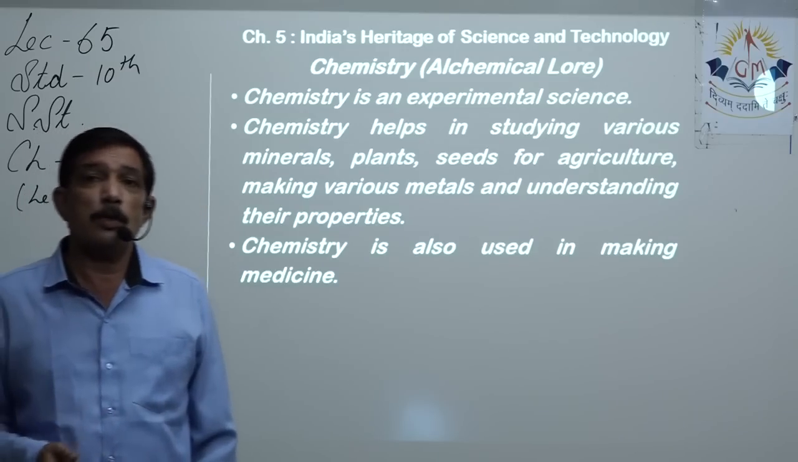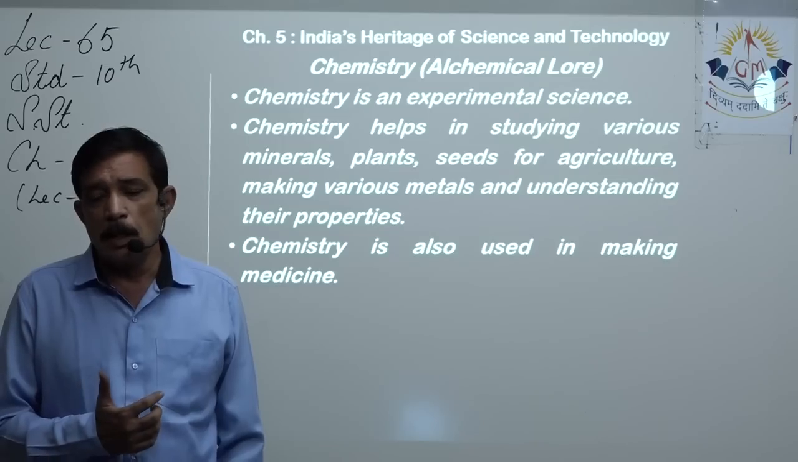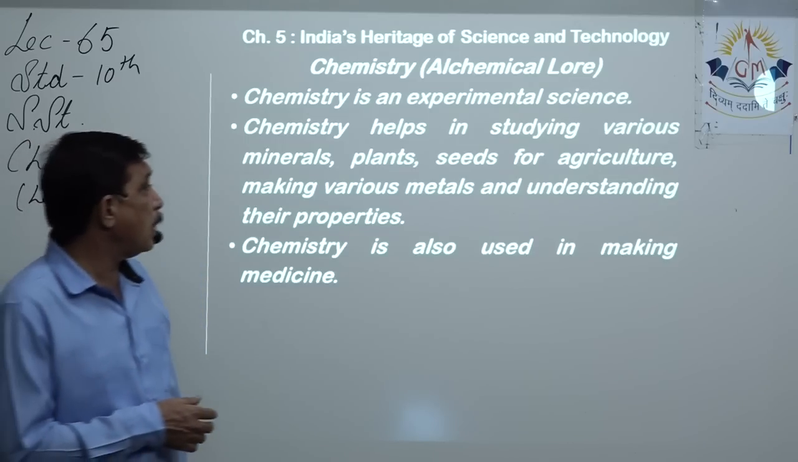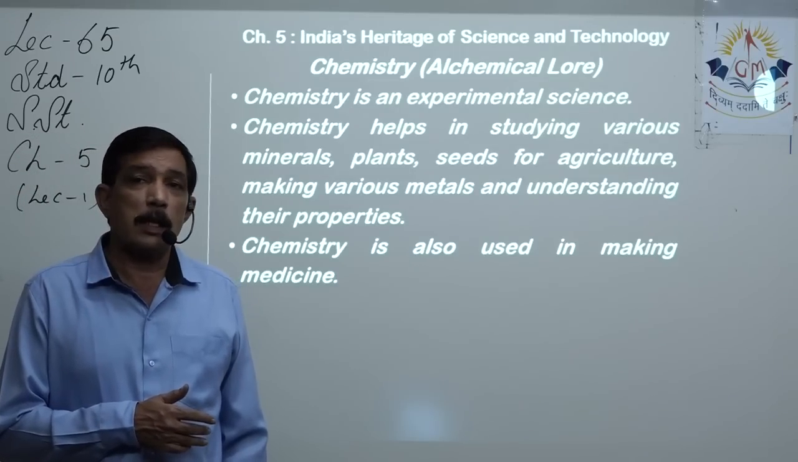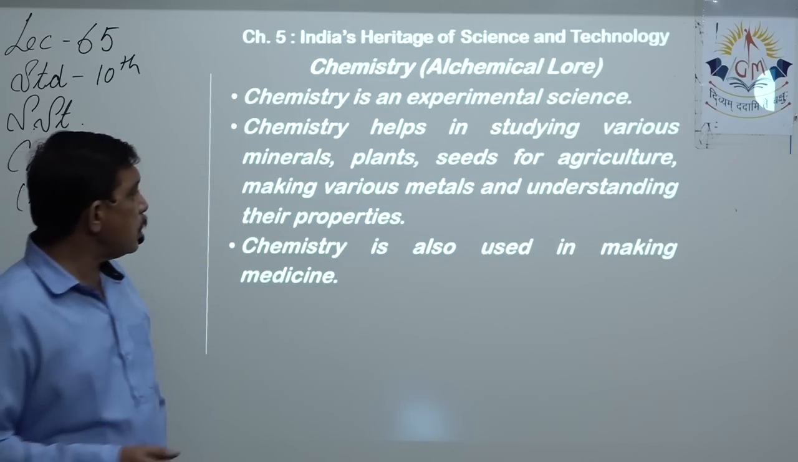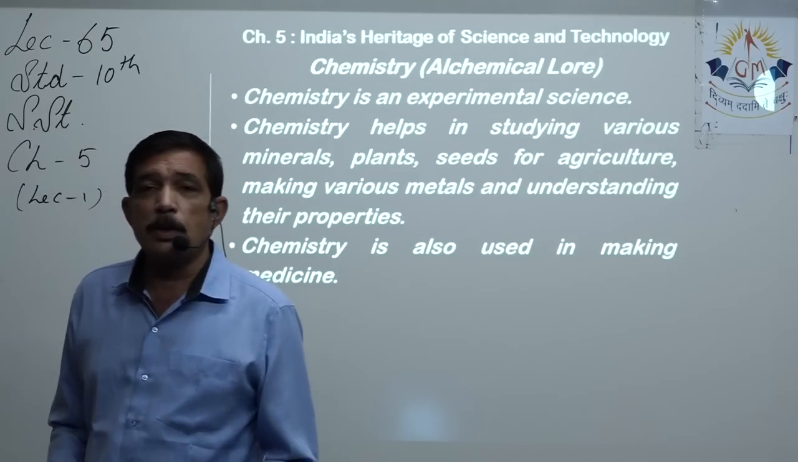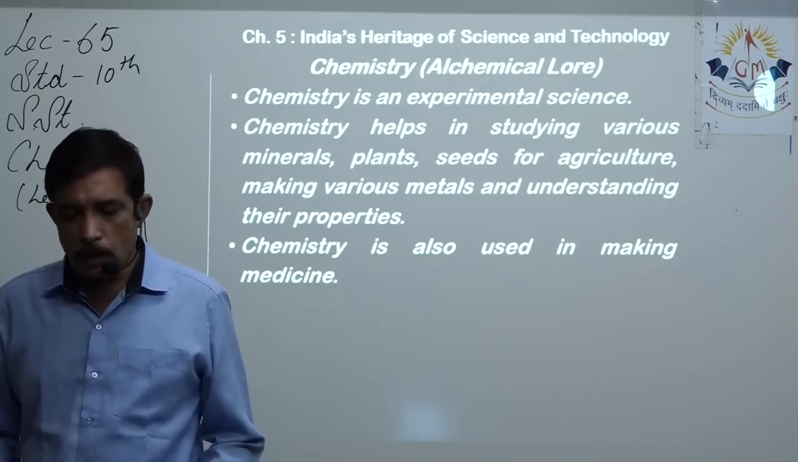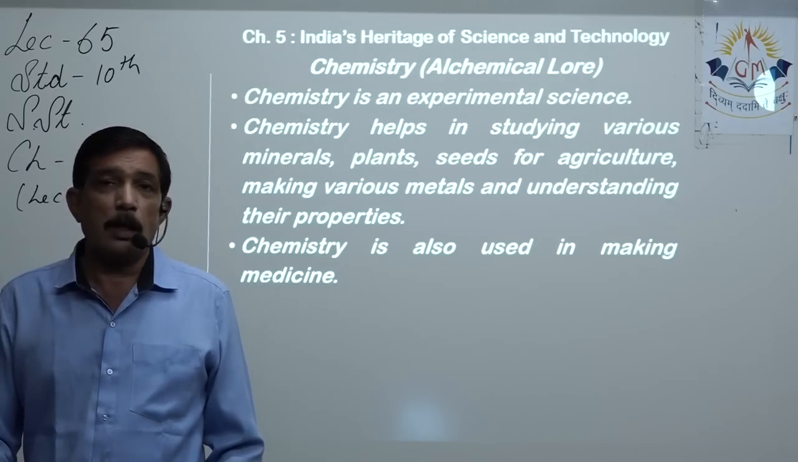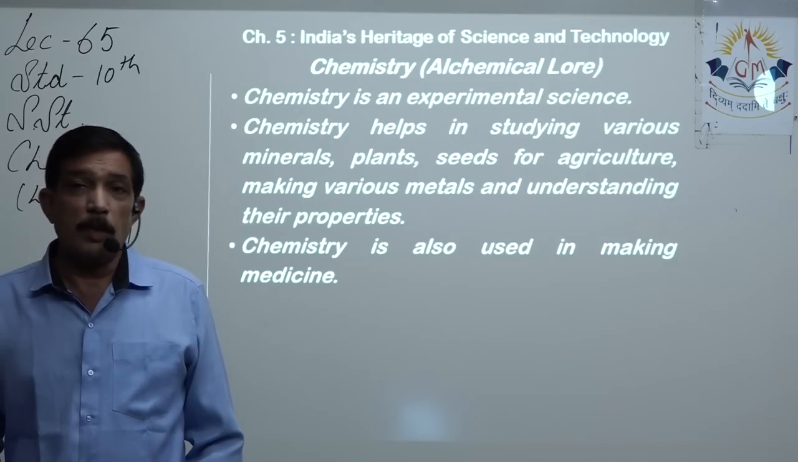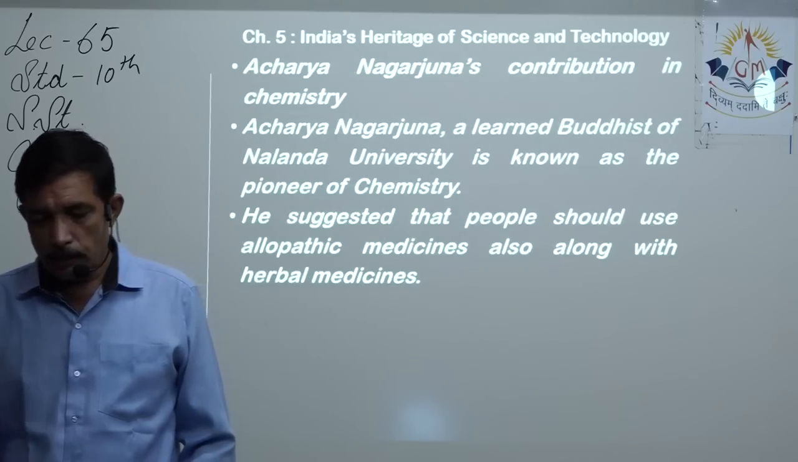chemistry is used for studying plants, their seeds, and for agriculture, making various metals, yes, alloys, etc., and understanding their properties. Chemistry is also used in making medicine. Yes, the allopathy medicines that we use. So that is using chemistry in making medicines and used for curing diseases or for remedies.